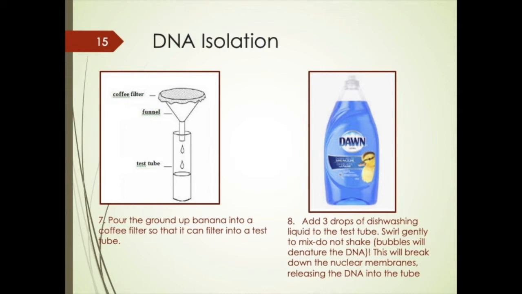And then you're going to add 3 drops of dishwashing liquid into the test tube. So any type of small container that you have that looks like a test tube. Swirl gently. Don't swirl it so that it makes bubbles. Don't break it, because you don't want those bubbles to form. Those will start denaturing the DNA.